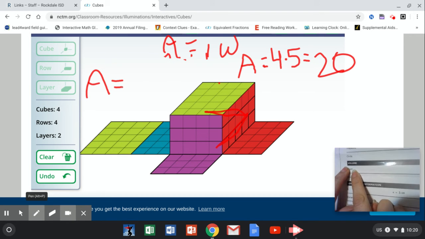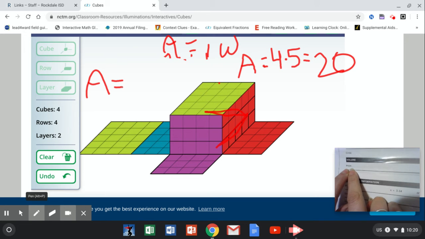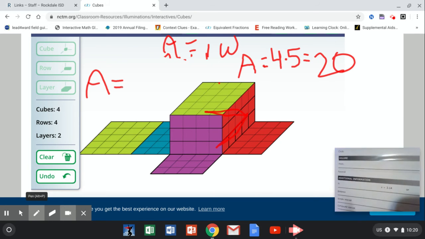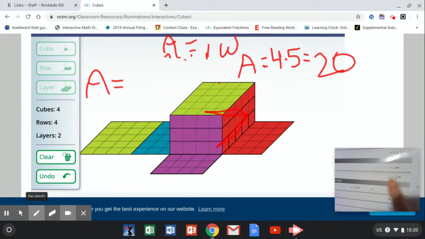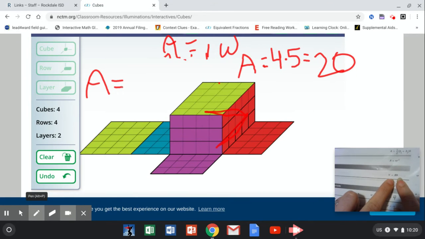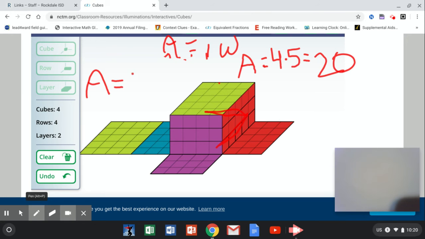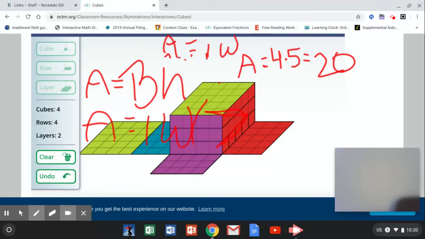So volume, if I'm looking for volume, it says volume of a prism, which means rectangular prisms and things like that. If it comes to a peak, it's a pyramid, but if it's a prism, V equals capital BH. Remember that capital B is the area of the base, which is what we just found. We already know that capital B stands for area equals length times width, and then times the height.